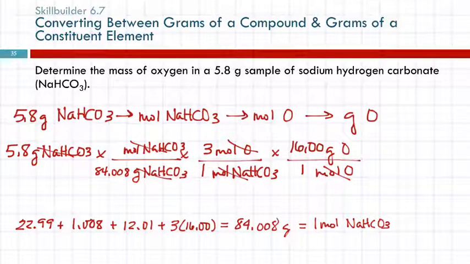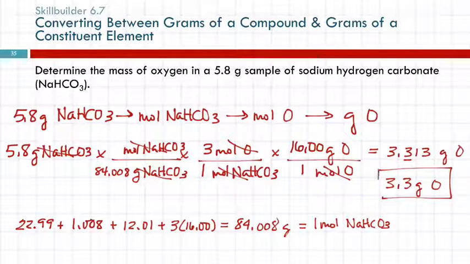So 5.8 divided by 84.008 times 3 times 16. I should have 2 sig figs. 3.3 grams of oxygen. So there's 3.3 grams of oxygen in 5.8 grams of baking soda. I know you were dying to find that out, right?